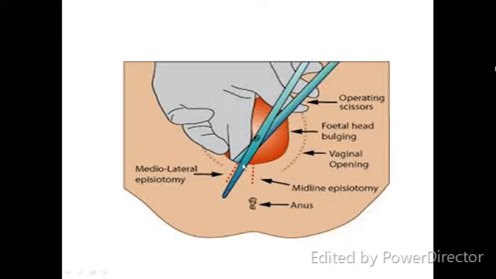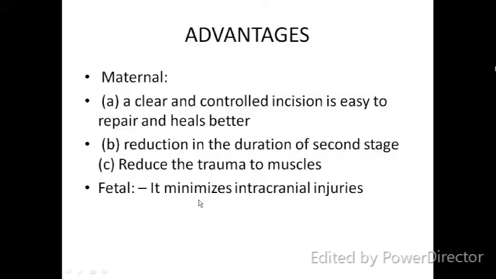Always remember, mediolateral starts from the fourchette and goes 45 degrees, but in the lateral, the incision is given not from the fourchette but lateral to the fourchette, going 45 degrees. Lateral is not usually done now.